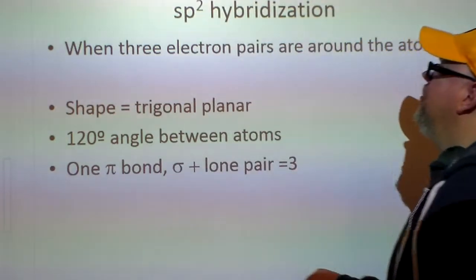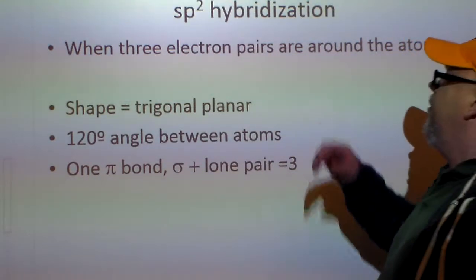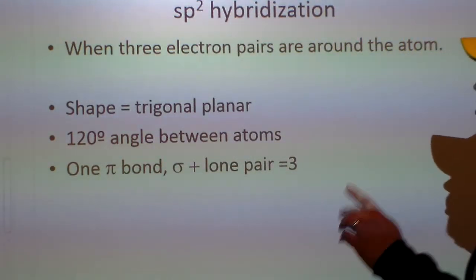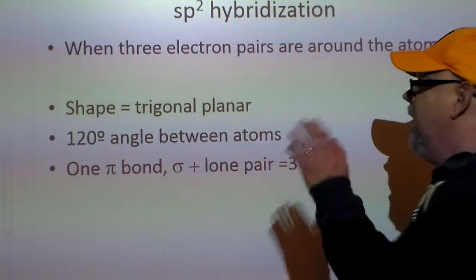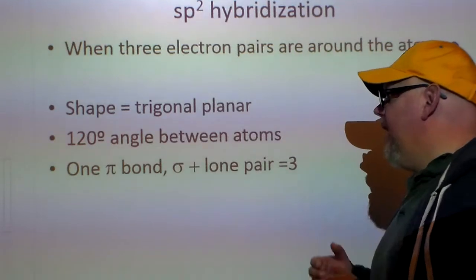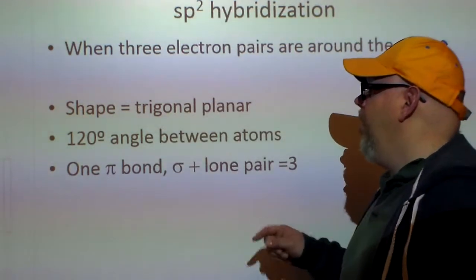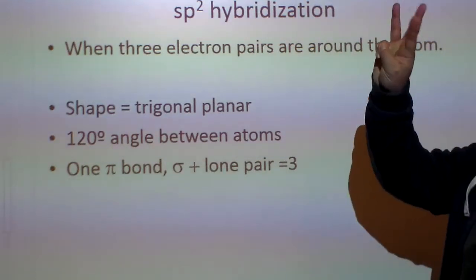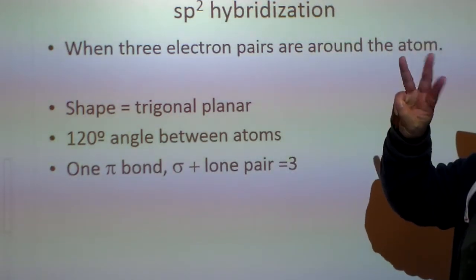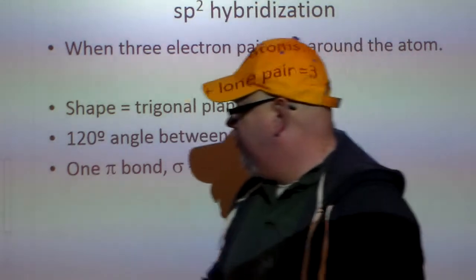Now, sp2 hybridization, as we continue, we got 3 electron pairs around the atom. The shape is going to be a trigonal planar. Now there's going to be a 120 degree angle between the atoms. And again, 1 pi bond and a sigma bond and 1 lone pair, that gives us 3 pairs around the atom. Okay? That would be kind of an important thing.